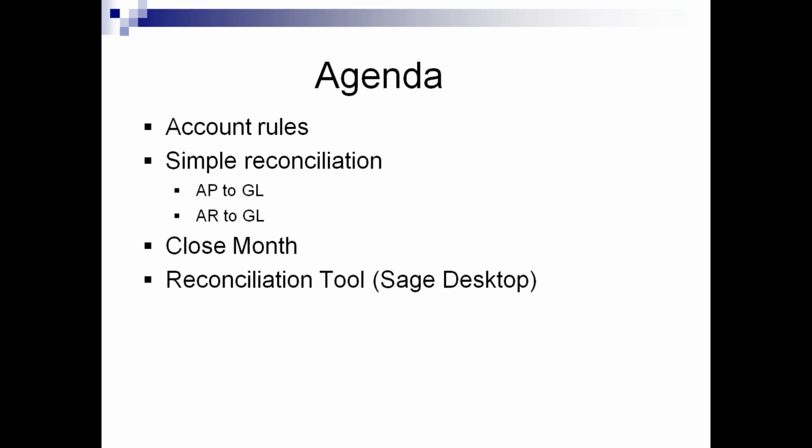We're going to talk a bit about the actual close month tasks. Some of the applications have close months, some don't, and we'll take a look at the ones that do. And then lastly, we're going to take a look at the reconciliation tool that's available on the Sage desktop. If you want to use that process instead of what we're going to be looking at this morning, it's basically the same thing, but it's all done from the Sage desktop instead of individually in each application.